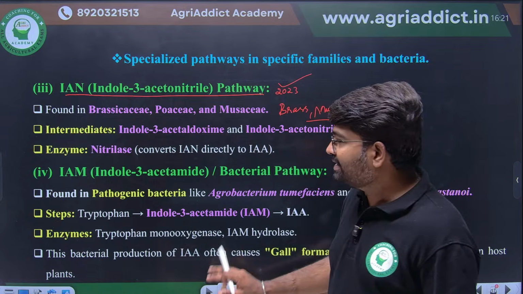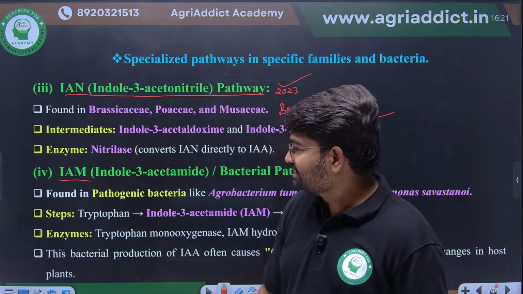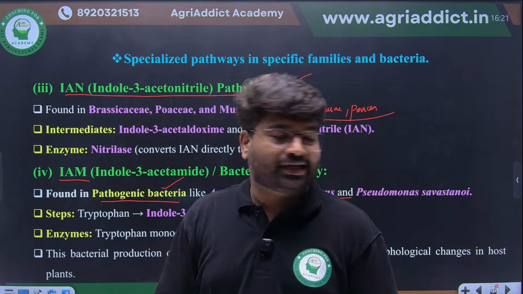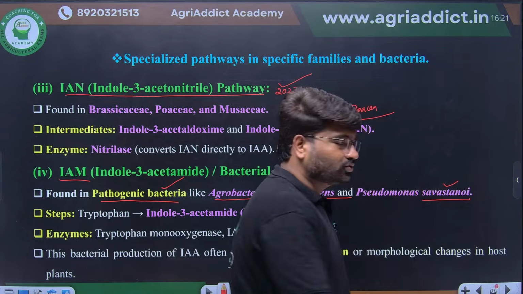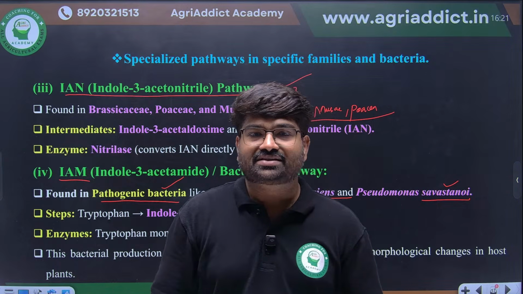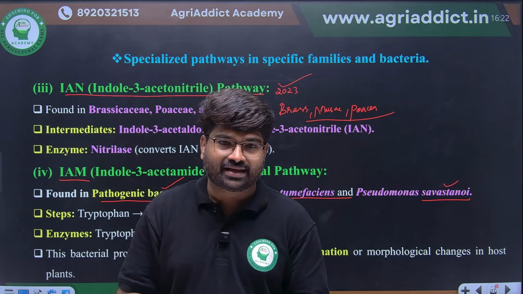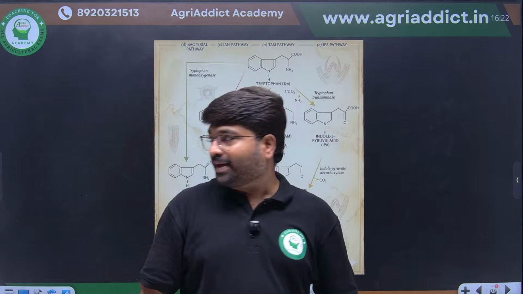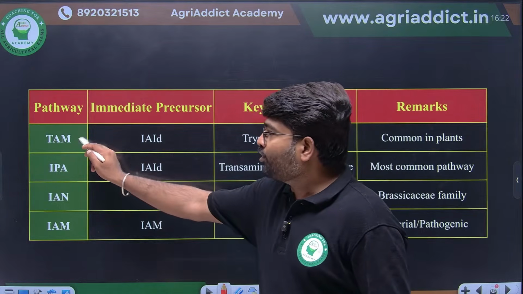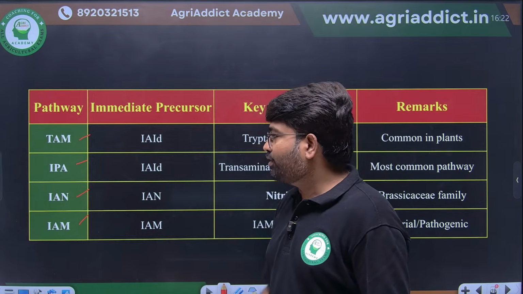And the most important thing is the IAM pathway. The fourth pathway is IAM. This IAM pathway is present in pathogenic bacteria, particularly Agrobacterium tumefaciens and Pseudomonas savastanoi. So IAM is a bacterial pathway. We know crown gall disease is caused by excess production of auxin and cytokinin in root cells. I have just simplified here. You have to remember the key points. Total four pathways are there: tryptamine, indole pyruvic acid, indole acetonitrile and indole acetamide pathway.